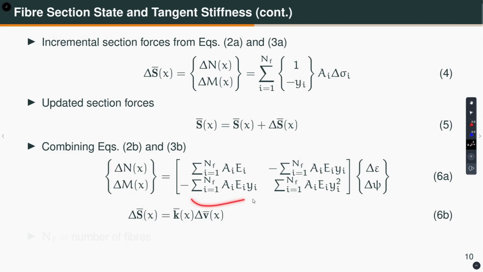That means, what is this matrix? This is nothing but the section tangent stiffness matrix. So, this is how OpenSees or any other finite element program determines the tangent stiffness matrix and the state of the cross section. Okay. And you can compute all of this numerically, where NF is the number of fibers.